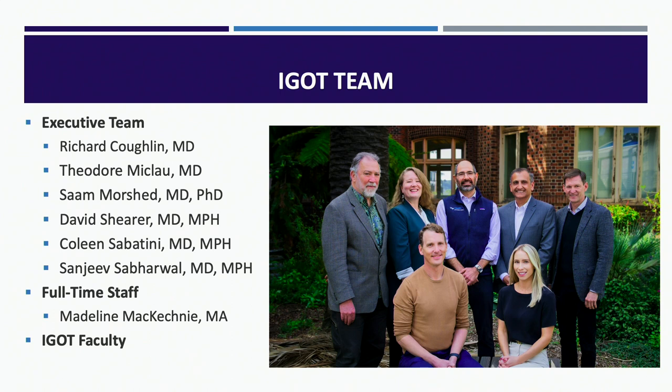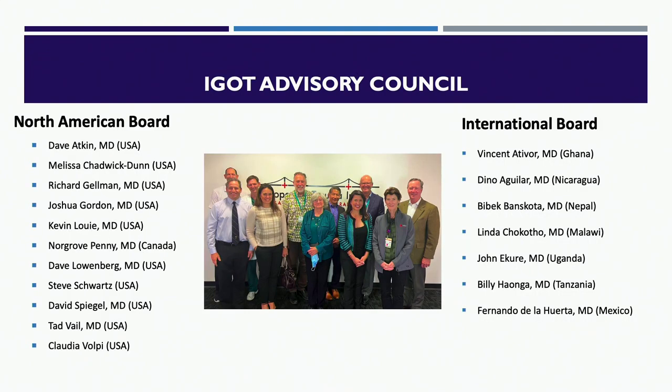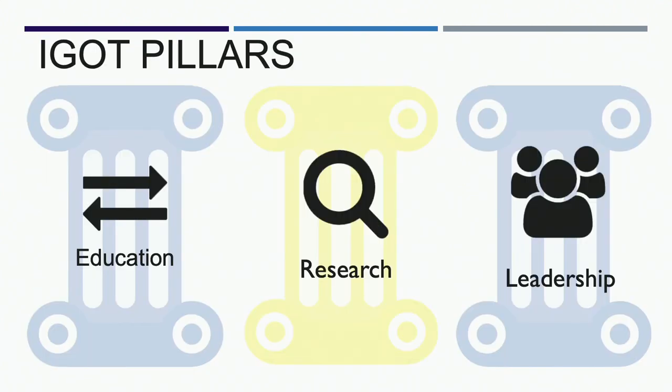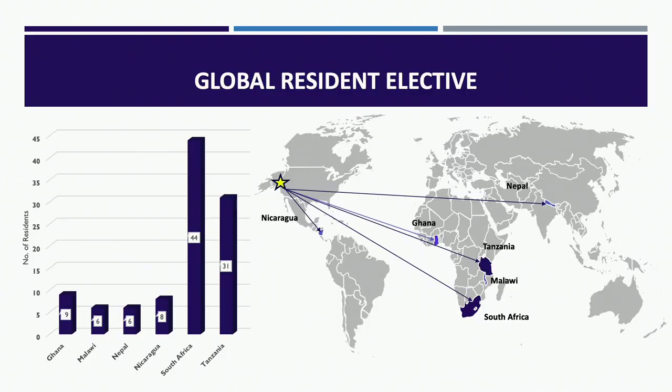This is the current leadership team of IGOT, but really it's many faculty here at UCSF who are engaged in IGOT in various ways. One newer development is that we've got an advisory board, led by Dave Atkin, who you'll be hearing from shortly, with both a North American and an international board who provide us with input and strategic advice on how we can strengthen our programs. As I mentioned, our pillars are research, education, and leadership.